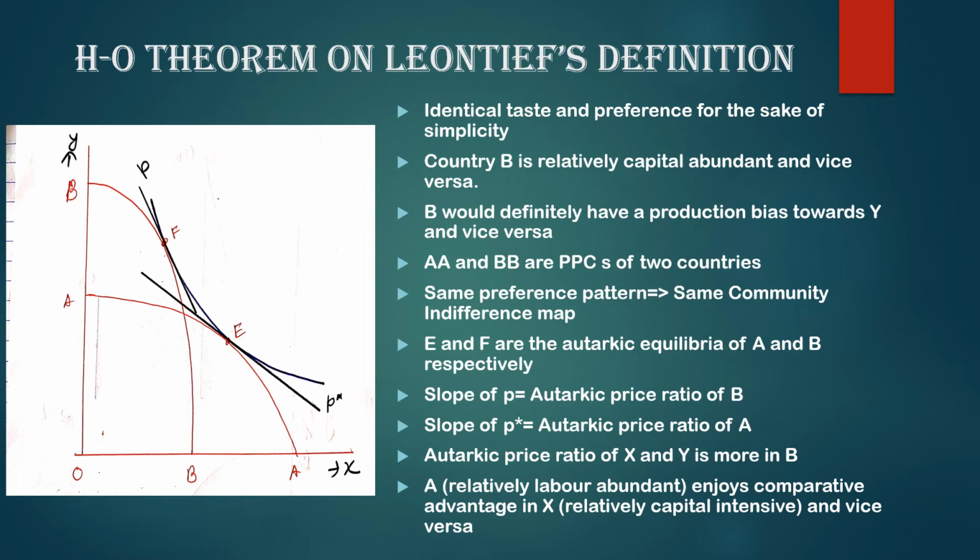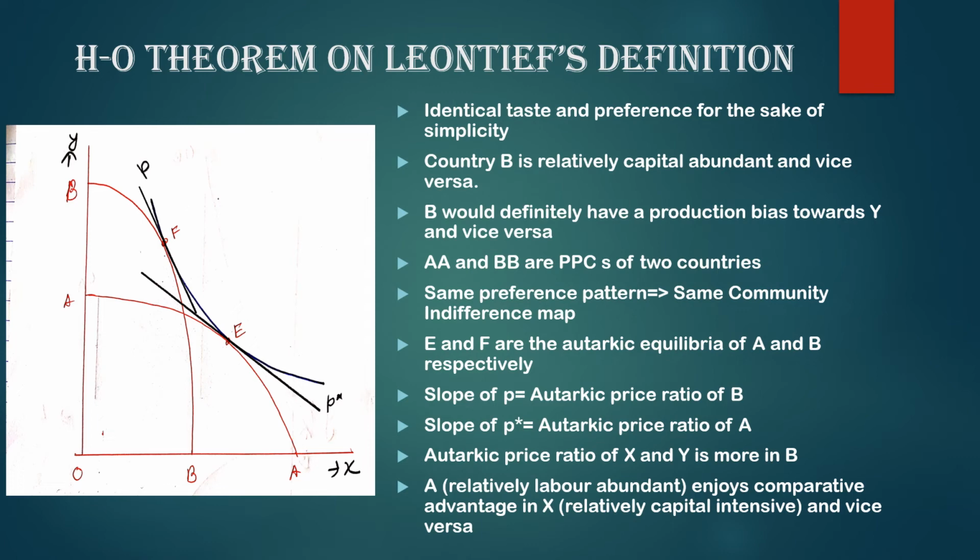So whenever we are drawing the production possibilities curve, we see that BB is the production possibilities curve of country B. That means the maximum possible production of Y in country B is greater than the maximum possible production of Y in country A. That means if we employ all the factors in the production of Y, country B can produce more Y and country A can produce less Y. So the vertical intercept of A's production possibilities curve is lower than the vertical intercept of B's production possibilities curve.